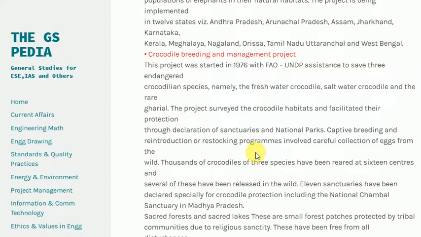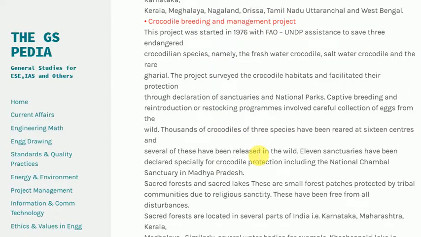Crocodile Breeding and Management Project. This project was started in 1976 with FAO and UNDP assistance to save three endangered crocodilian species, namely the freshwater crocodile, saltwater crocodile and the rare gharial. The project surveyed the crocodile habitats and facilitated their protection through declaration of sanctuaries and national parks, captive breeding and reintroduction or restocking programs involving careful collection of eggs from the wild.